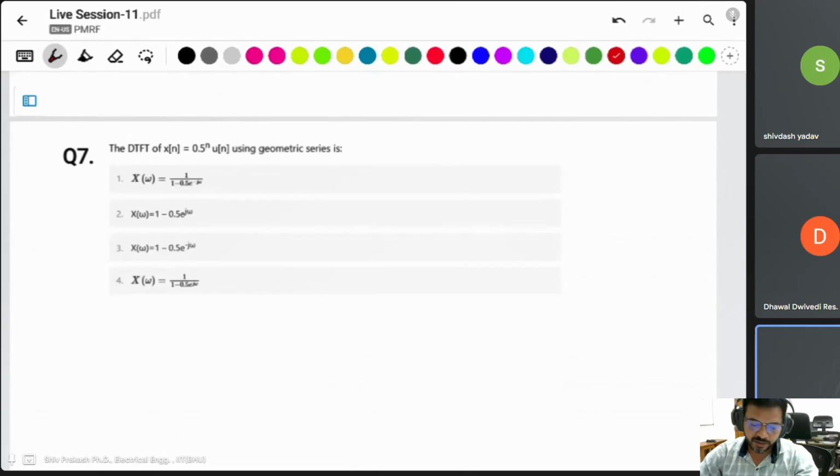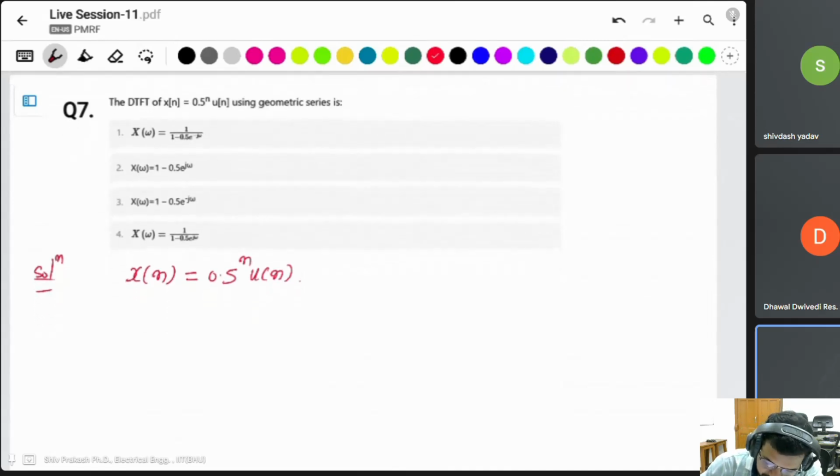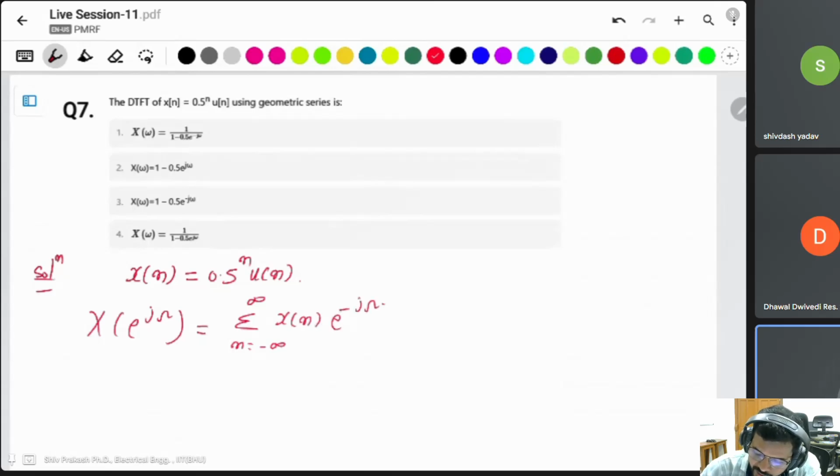Next question is here. Find the discrete time Fourier transform of x[n] = 0.5^n u[n] by using a geometric series, GP series. x[n] is given as 0.5^n u[n]. Then the Fourier transform in discrete time, X(e^jω), is equal to the summation from n equals minus infinity to plus infinity of x[n] e^(-jωn).